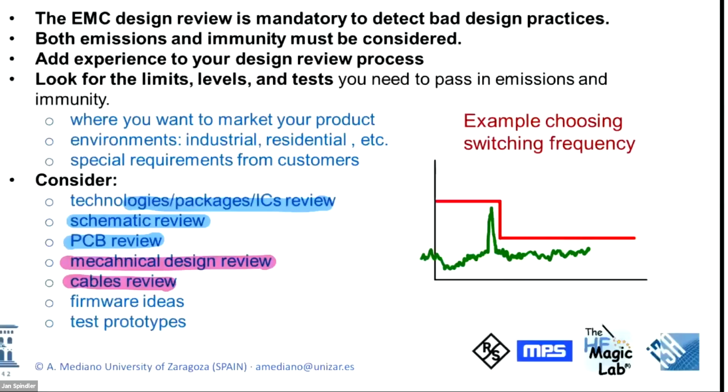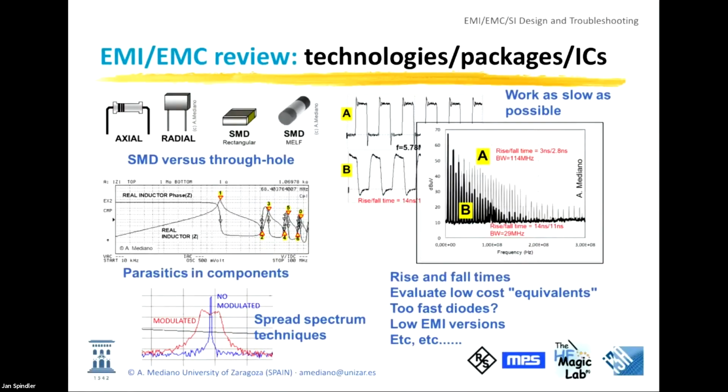So let's start. Let's go to the components. For example, if you are reviewing your design, you can check the technology you are using. Is it through-hole, or SMD components? SMD components mean fewer parasitics. That is because radio frequency people work with components as small as possible. So think about that.